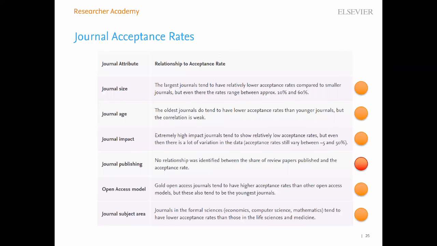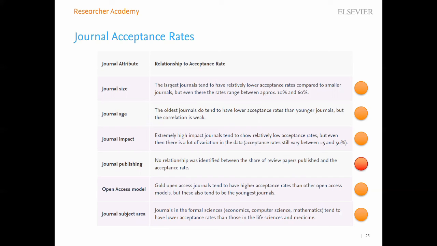In summary then, we identified that low acceptance rates are demonstrated typically by very large, very old, and very high impact journals, as well as those that are not gold open access. That's a mixed bag of attributes. The relationship to impact is nuanced and not strong enough for us to state firmly that acceptance rates are a signal of quality or impact. Importantly, we found that even where relationships between journal attributes and acceptance rates could be identified, the variance in the acceptance rate is still so high that the findings are unlikely to be useful in the real world.